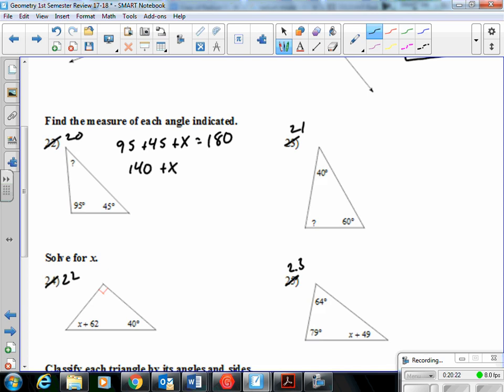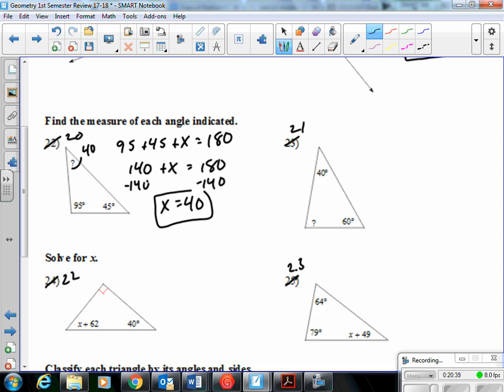So 140 plus x equals 180. Subtract 140 from both sides, and x would be 40. So that angle there is 40. Add them all up, that should equal 180.